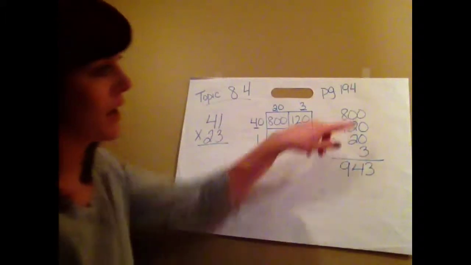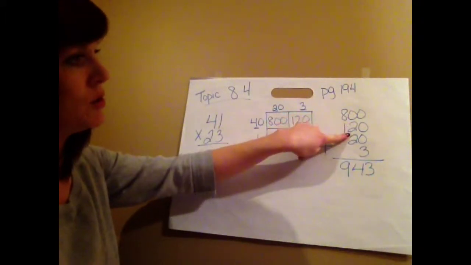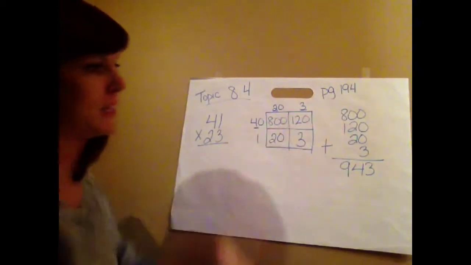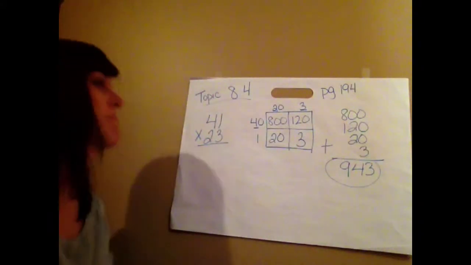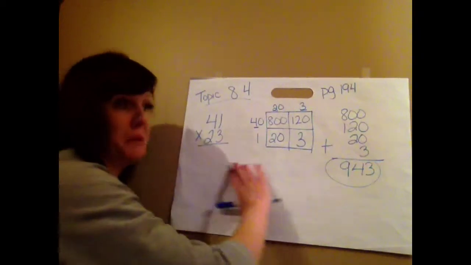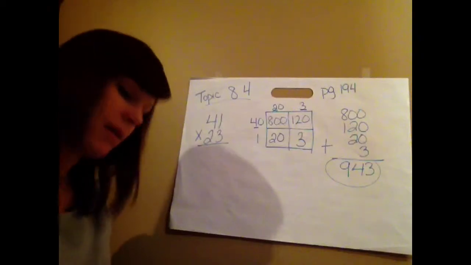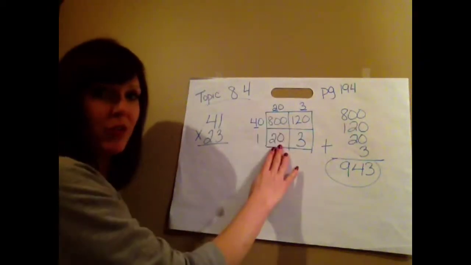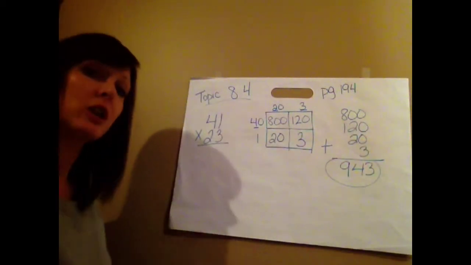So, when I add it up, 0 plus 3, 2 plus 2 is 4, 8 plus 1 is 9. So my final answer is 943. Like I said, this is a really good method, but it was a lot of work to get to our final answer. So the second method that we learned was still breaking it down by place value, but it just wasn't so dramatic. So we're going to start the same way.